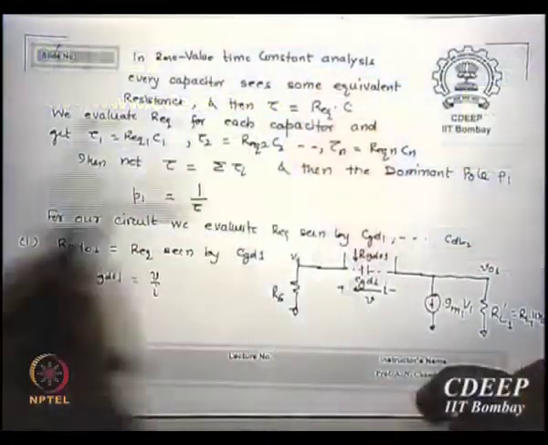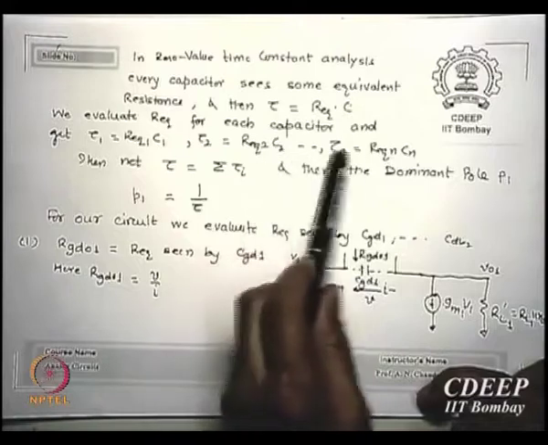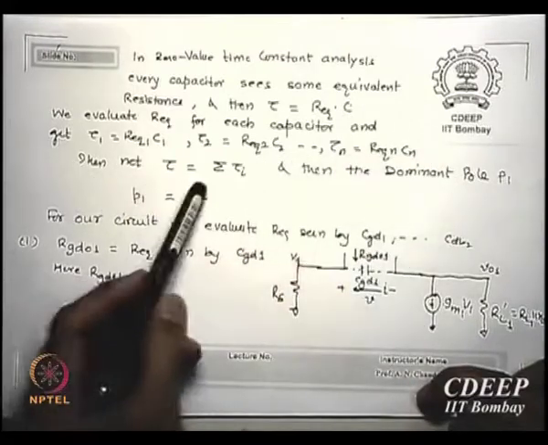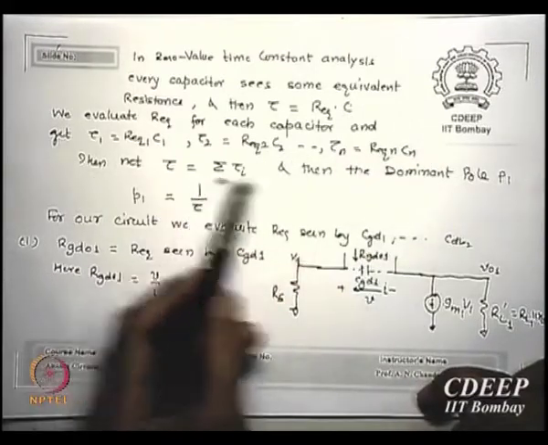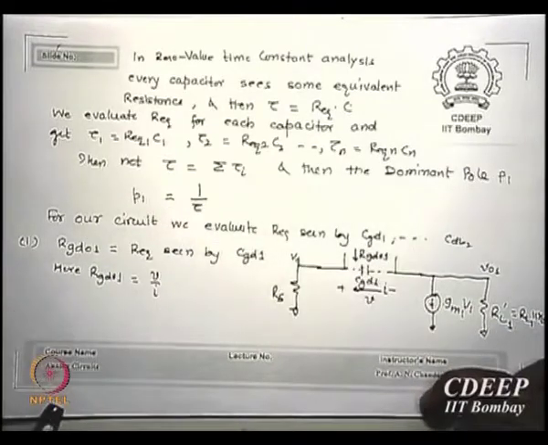So these are assumptions, since we are making n assumptions, n plus 1. If there are n capacitors, we say tau 1 is R equivalent 1 times C1, tau 2 is R equivalent 2 times C2, tau n is this, and then we say the net tau is just the sum of all such taus. Then the dominant pole will be 1 upon tau. This is what we are going to say.